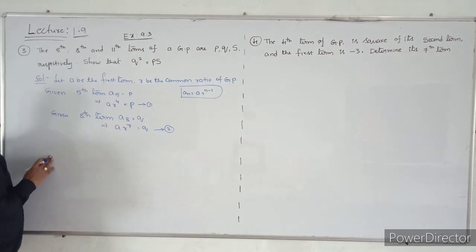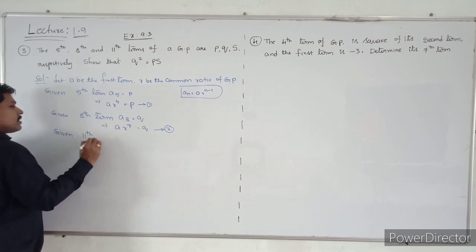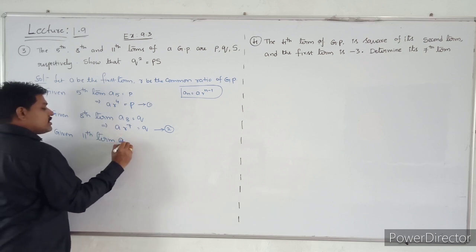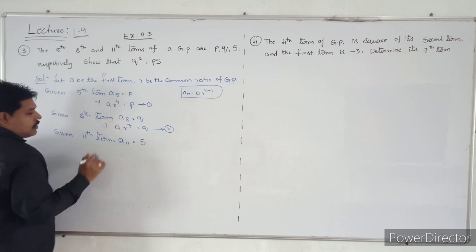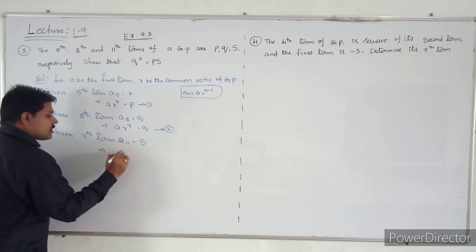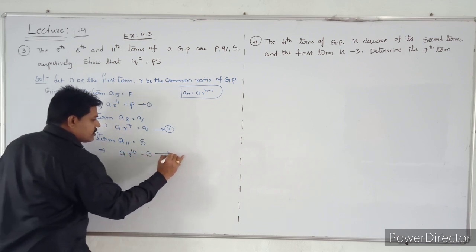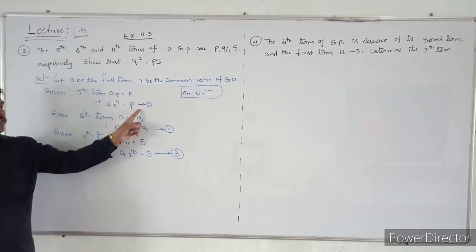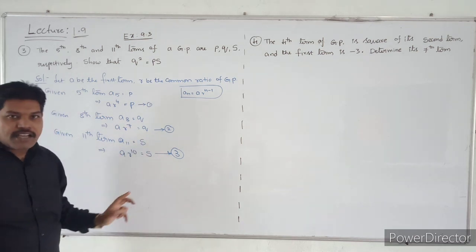They have given one more condition: the 11th term, that is A11, equal to S. A11 is A into R power 10, equal to S. Take this as equation number 3. So A into R power 4 is P, A into R power 7 is Q, and A into R power 10 is S.